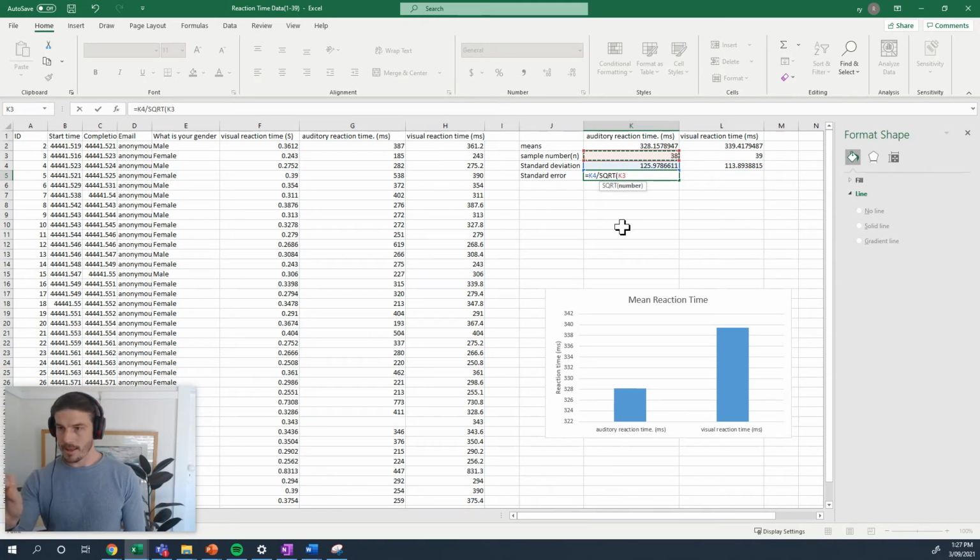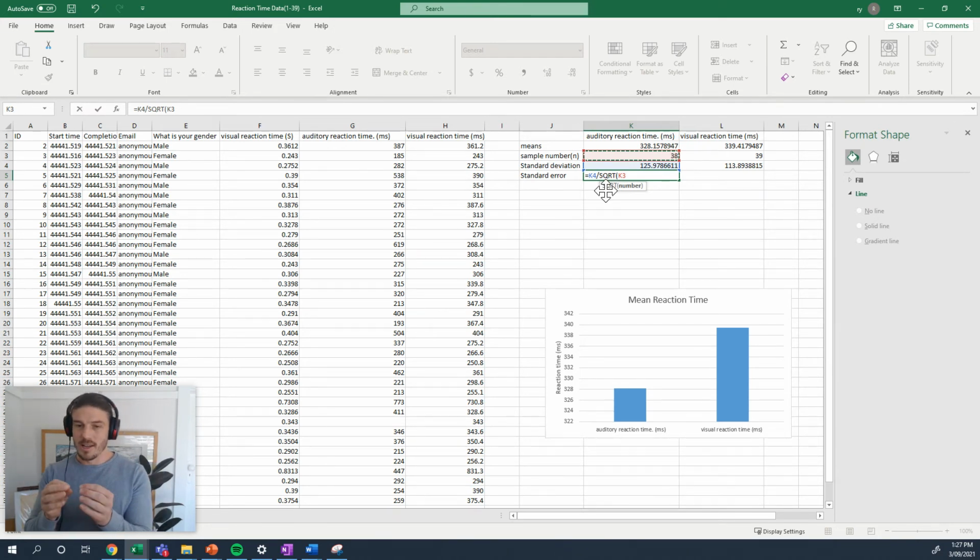Now let's just think about that. Let's imagine I took 1 million samples. What's the square root of 1 million? It's still a pretty big number. Whereas what is the square root of 38? It's much smaller. So if I took 1 million samples and I divided the standard deviation by a really big number, I'm going to end up with a really small number.